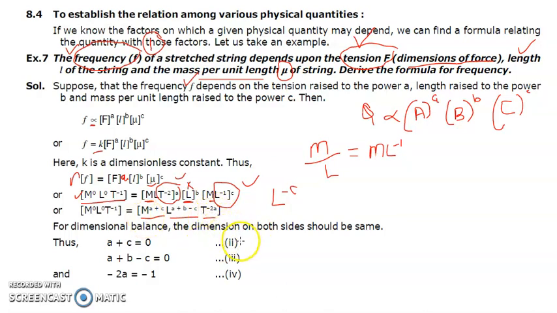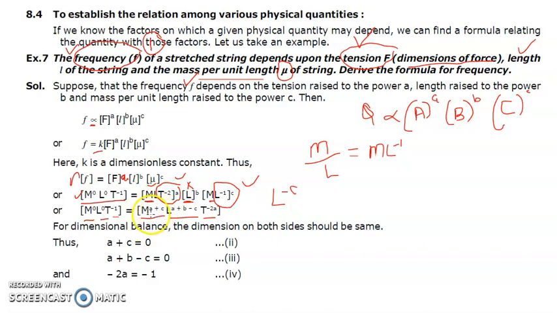I hope we are clear till this step. After that, we have to compare the powers of mass, length, and time on both sides of the equation. On the left hand side of the equation, mass has power 0, length has power 0, and time has power minus 1. And on the right hand side of the equation, mass has power A plus C, length has power A plus B minus C, and time has power minus 2A. So what we'll do is we'll simply first compare the powers of these quantities and form the equations.